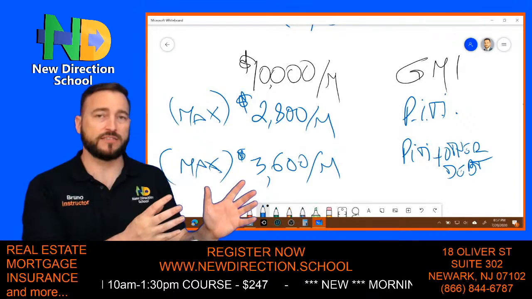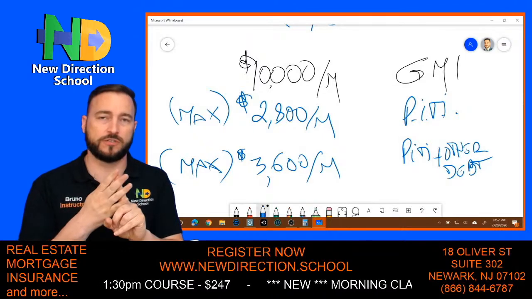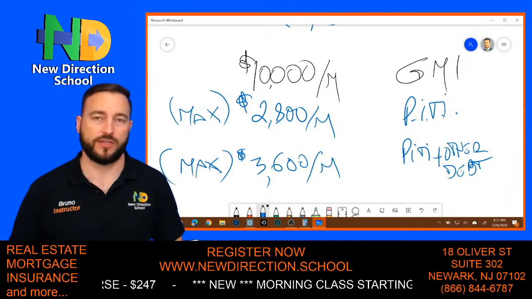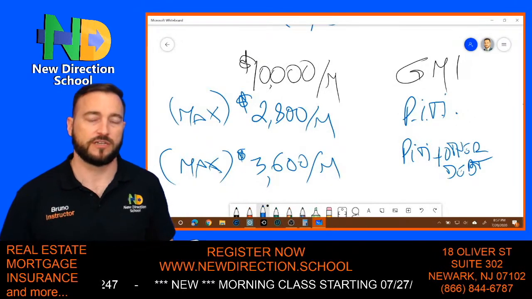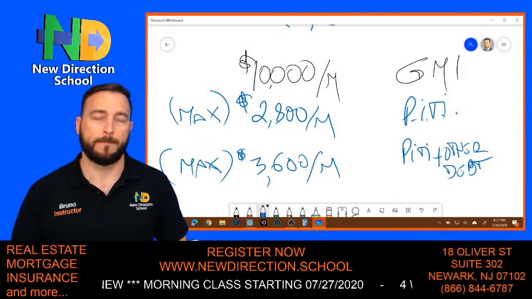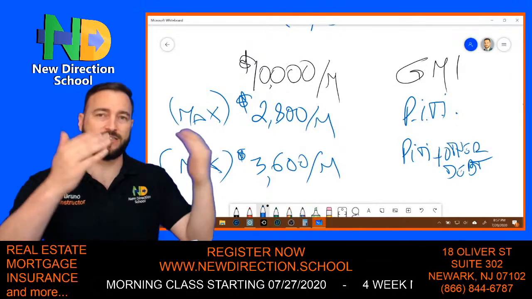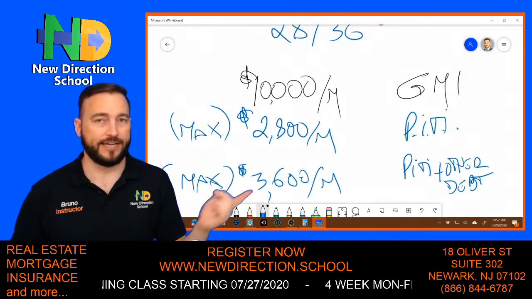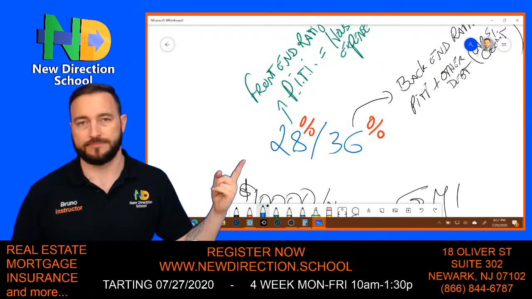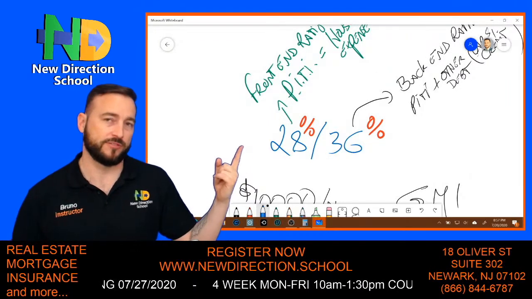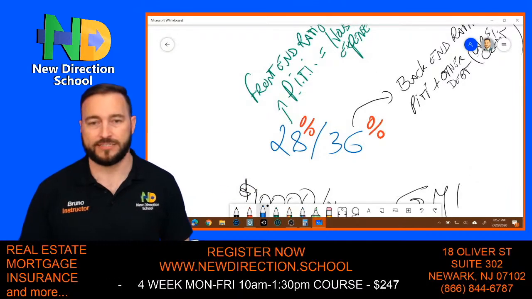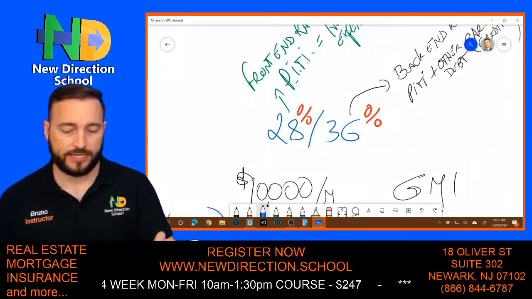So your house expense, mortgage, which is principal, interest, taxes, insurance, no more than $2,800 a month if you have $10,000 gross monthly income. And no more than $3,600 for house, so $2,800, plus the car, plus credit cards. If it exceeds any of these numbers, the lender says rejected. Nope, not gonna happen, unless they pay down their debt down to 28% of X or 36% of X. You guys got it? So that's the way the banks look at it.